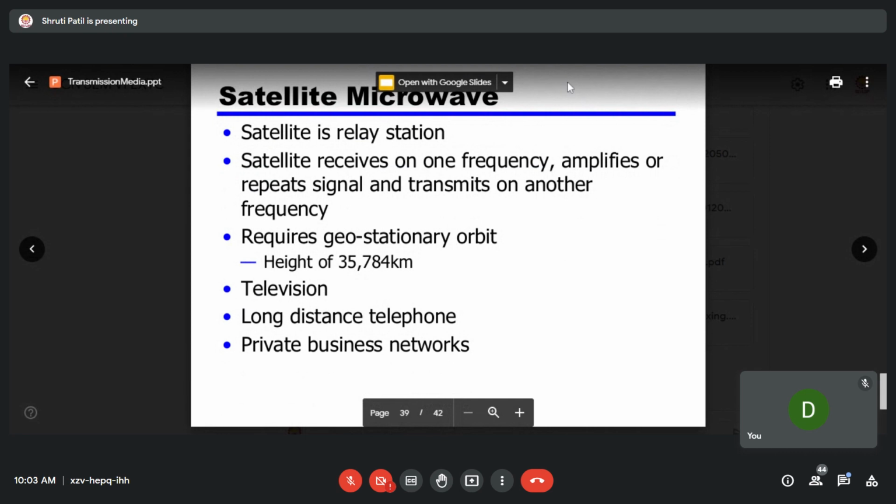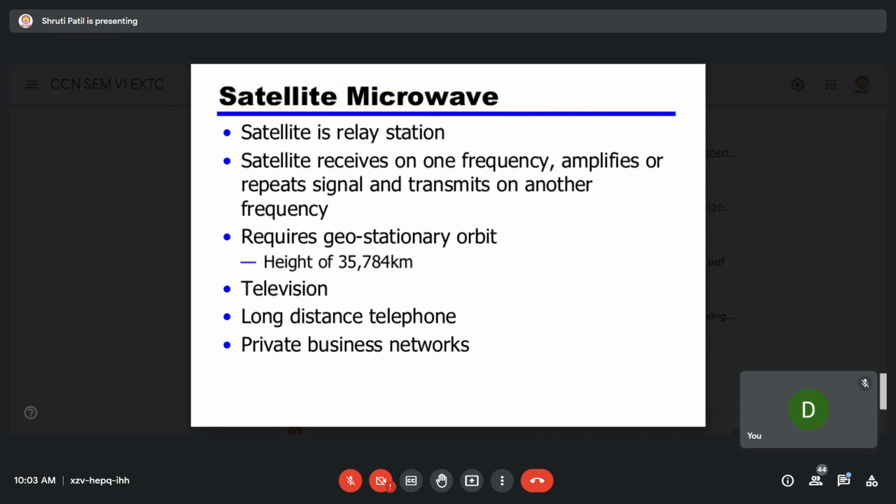When you have satellite communication, the satellite is a relay station. It receives at one frequency, amplifies or repeats the signal, and transmits it at another frequency. So there is no mixing of the signals. Transmitted signals and received signals are not mixed. Transmission is at different frequencies and reception at different frequencies.